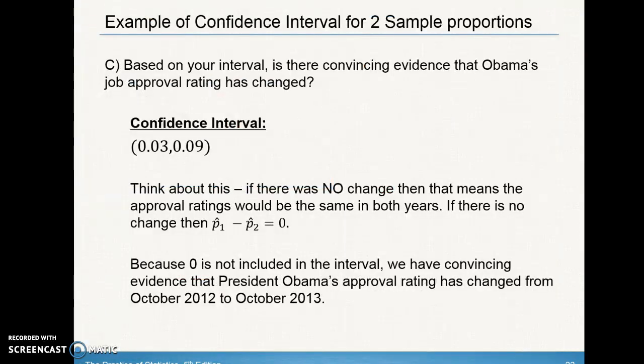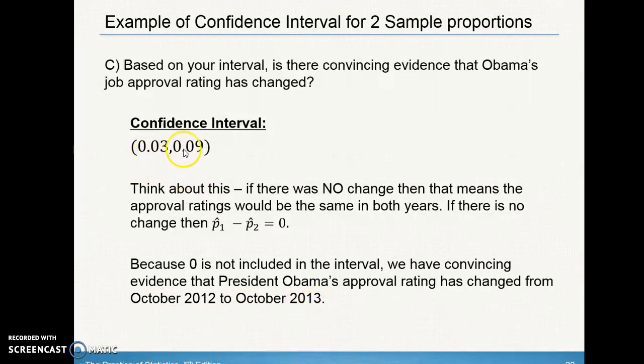Okay, so now based on your interval, is there convincing evidence that Obama's job approval rating has changed? Now, here was our final answer, 0.03 to 0.09. Now let's think about this. If there was no change, then that means the approval ratings would be the same for both years. If there's no change, then p hat 1 minus p hat 2 would be 0. Okay, notice here, this confidence interval doesn't have 0. It's not included. So we have convincing evidence that the approval rating has changed from October 2012 to 2013.